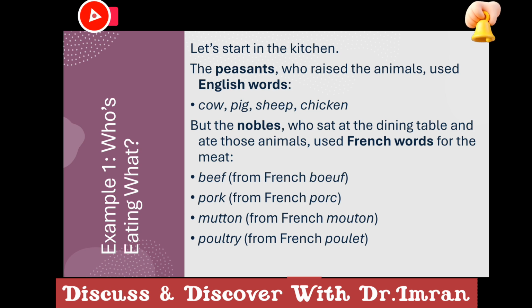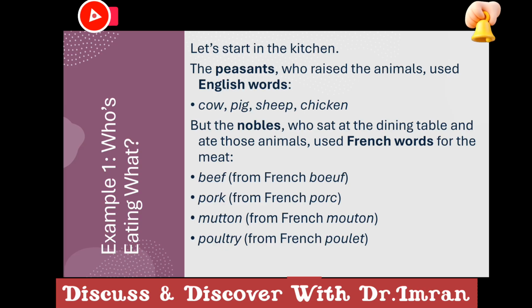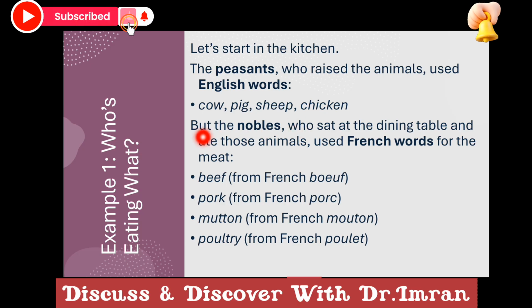We are talking about the medieval period and the development of English. Let's start in the kitchen. The peasants who raised the animals used English words because they were lower class. Day and night they worked for the nobility. So the peasants spoke English words like cow, pig, sheep, and chicken.